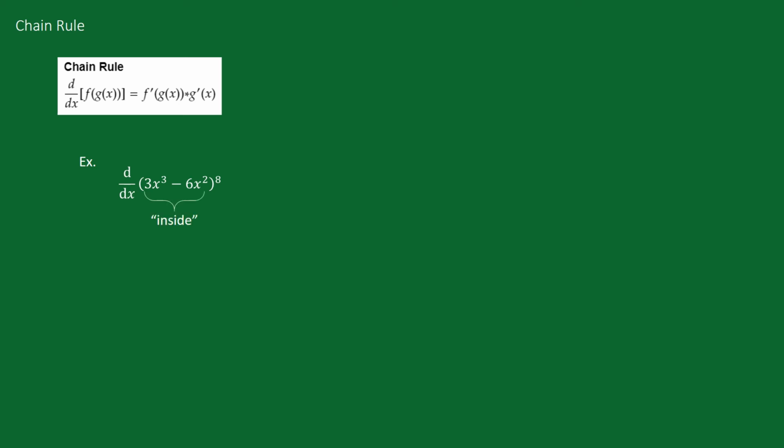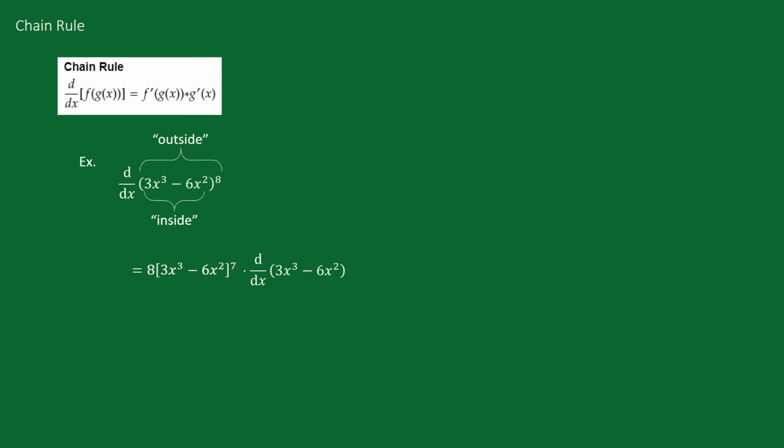So in this example, the inside is 3x to the third minus 6x squared, since that is the function being raised to a power. The outside is the power of 8. To take the derivative, we leave what's on the inside the same and take the derivative of the outside function, then multiply by the derivative of the inside. So for example, if we're taking just the derivative of x to the 8th power, the 8 would come down and then we'd subtract 1 to get an exponent of 7. But since we don't have x on the inside, we're just going to leave the 3x to the third minus 6x squared. Then we're going to multiply by the derivative of 3x to the third minus 6x squared.